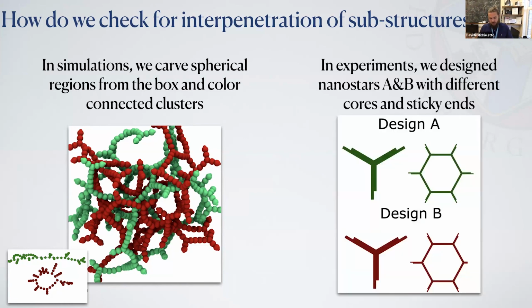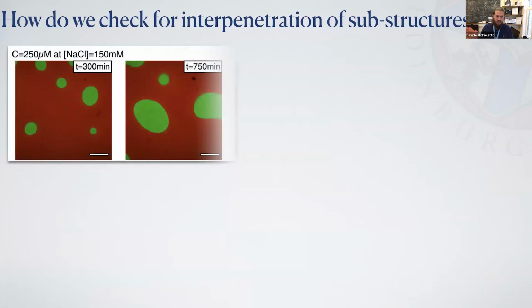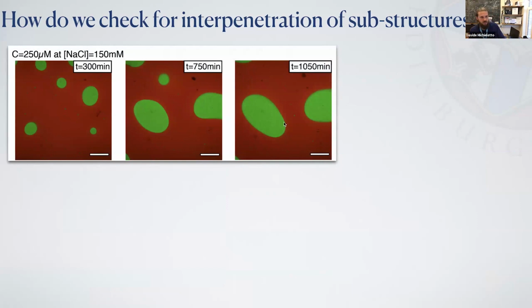And the other thing that we did was to go back to the experiments. We said, okay, can we test this experimentally? So we took two types of nanostars, design A and design B. We put a green fluorophore on one and a red fluorophore on the other. The sticky ends of A can stick with A, but not with B, and the sticky ends of B can stick with B, but not with A. So what we expect is full phase separation: A goes with A and B goes with B. And indeed, this is what we see at low concentration.